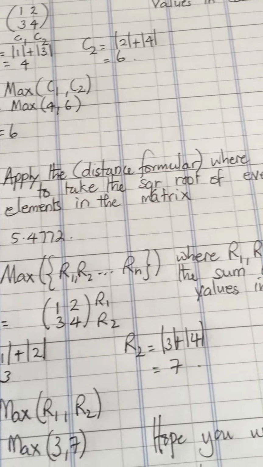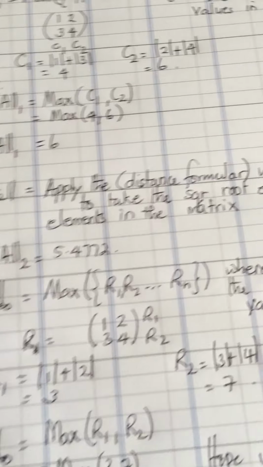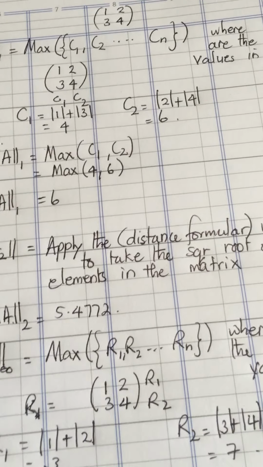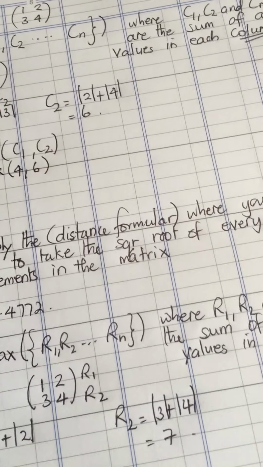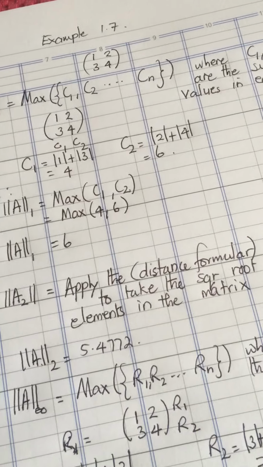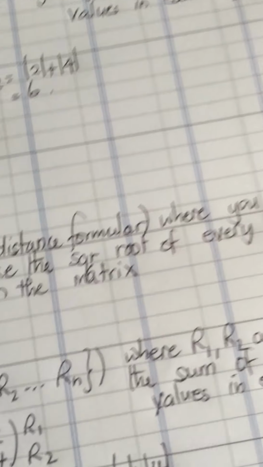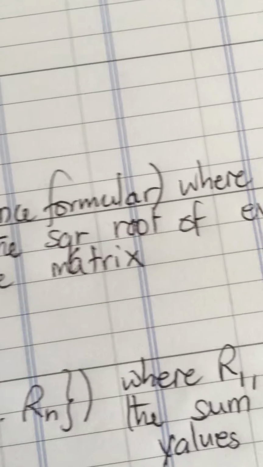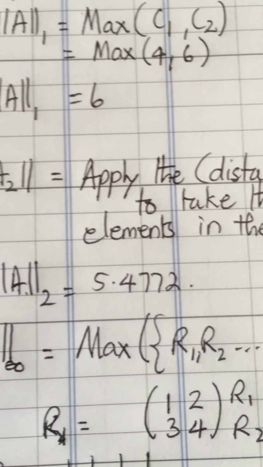Let's move on to A2. In this case, we just apply the distance formula, where you take the square root of the addition of the squares of every element in the matrix. We all know the distance formula. After you've done that, you should be able to get 5.772.